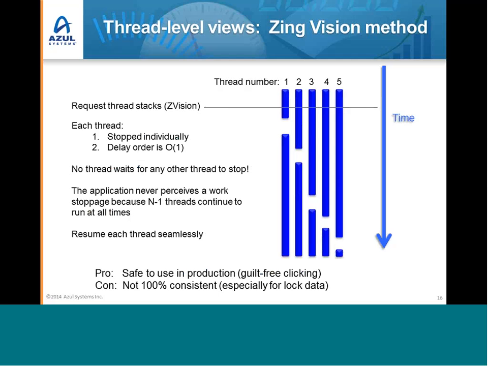In the Zing Vision method, you get a request for the thread stacks, but rather than stalling all the threads, the Zing VM just stalls each individual thread, has it come to a safe point, then collects the stack information, and moves on to the next thread: thread 2, 3, 4, 5. Those are all done in sequence. So no thread is required to wait for all of the other threads to come to a safe point, thereby lowering the overhead required to do these types of stack traces.